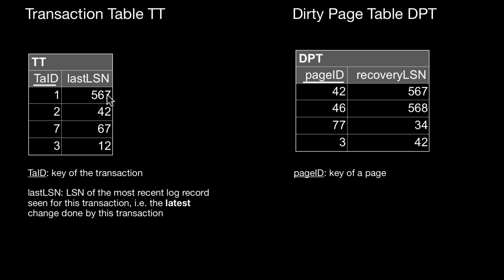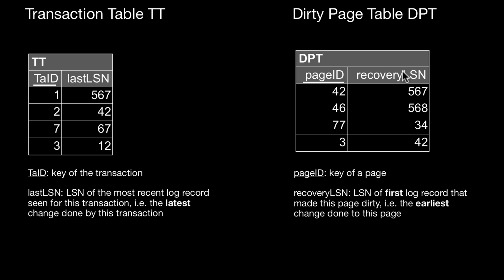In the dirty page table, it's also relatively simple. We have a primary key, page ID. This is a unique key. As learned in the videos on database storage, there is some hierarchical scheme here for those IDs. I denote them with simple integers here for the moment. So here is page 42 and it has an entry for the recovery LSN. What is the recovery LSN? That is the LSN of the first log record that made this page dirty. In other words, the earliest change done to this page.